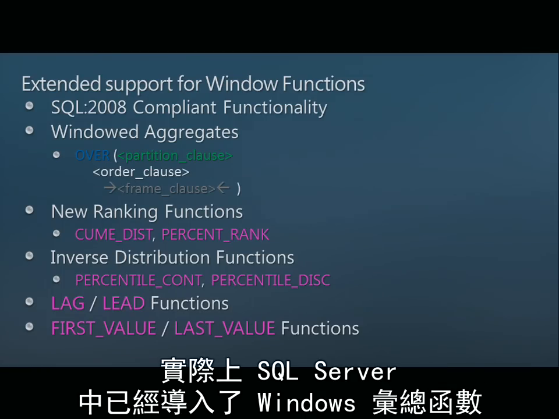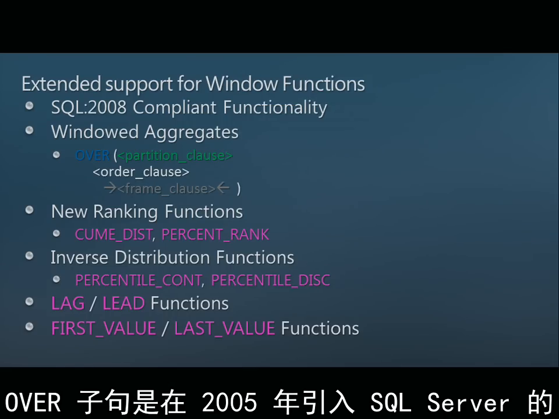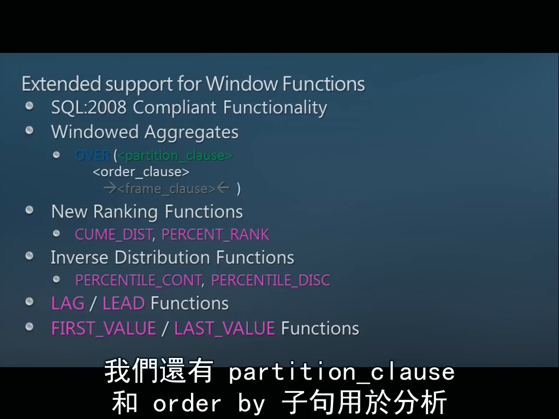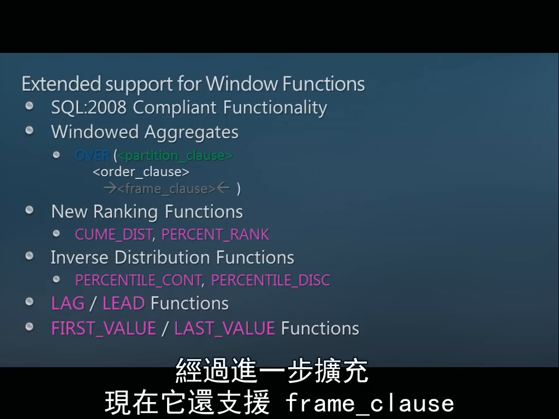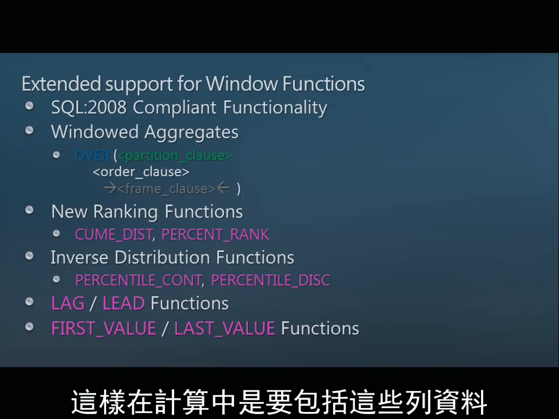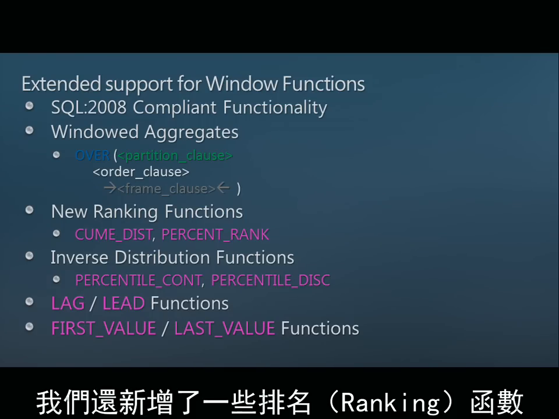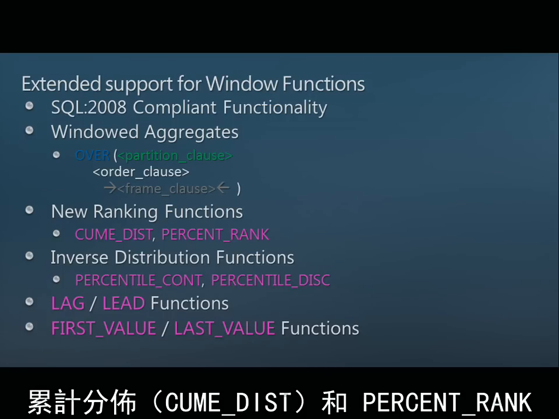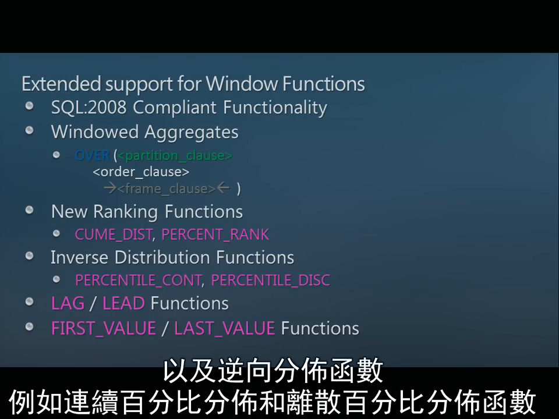Window aggregates were actually introduced in SQL Server 2005, where we had the PARTITION clause and the ORDER BY clause for analytical functions. Now we're also extending it to support the frame clause, where you can specify within the partition which rows should actually be included in the calculation. We're also adding a few ranking functions, the cumulative distribution and percent rank, as well as the inverse distribution functions like the continuous percentile and the discrete percentile.